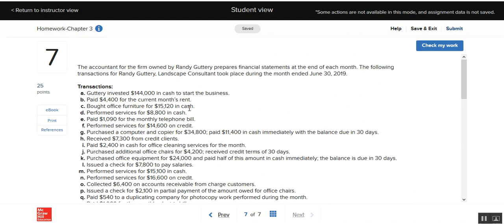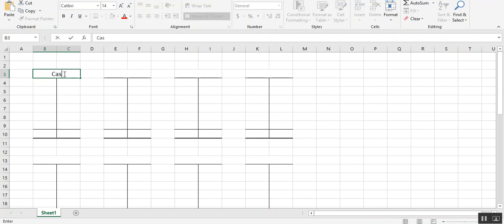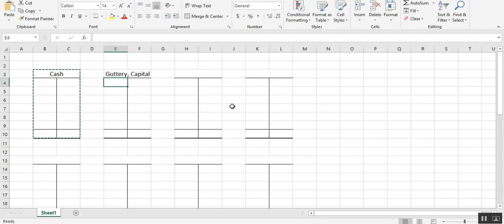So Guttery invested $144,000 in cash to start the business. You can use this if you want to. In that transaction, we know it affects cash and Guttery's capital. I would probably prefer to just scratch this out on a sheet of paper. You can just draw T accounts and do this, but if you want to do it this way, you can. It doesn't really matter. You don't have to turn this in. This is just for you to work.